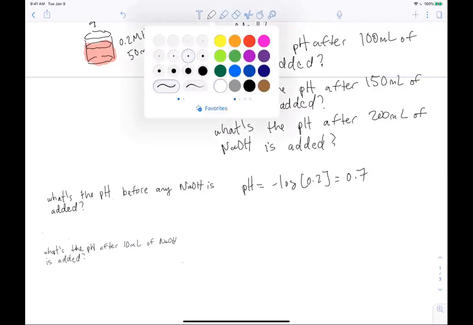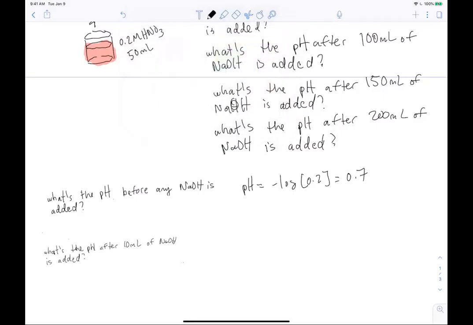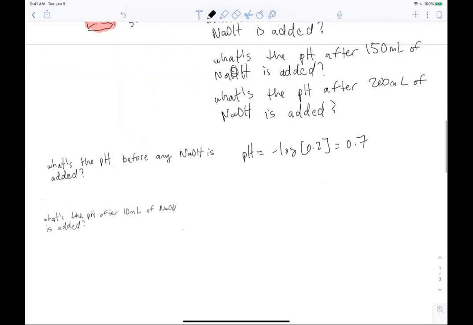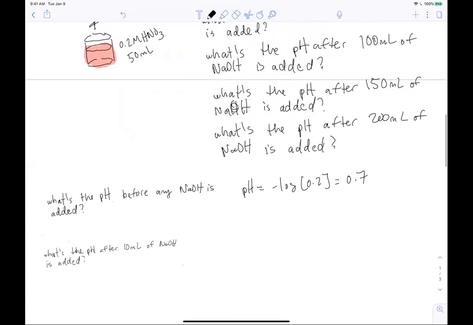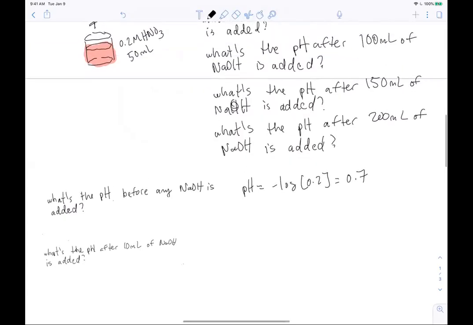Okay, so the only thing that's new here, the only thing that makes this a little bit of a pain, is you have to be careful that you don't mess up the volumes here. So initially we have, in our flask over here, 50 milliliters of nitric acid.